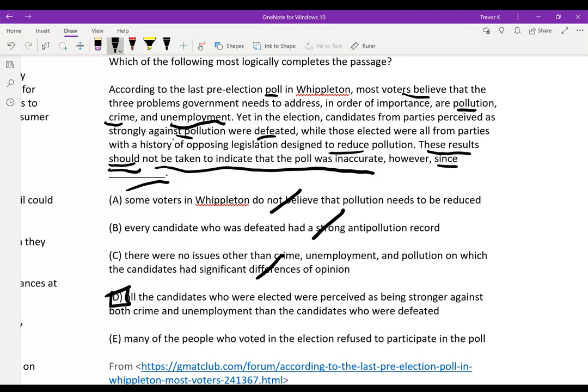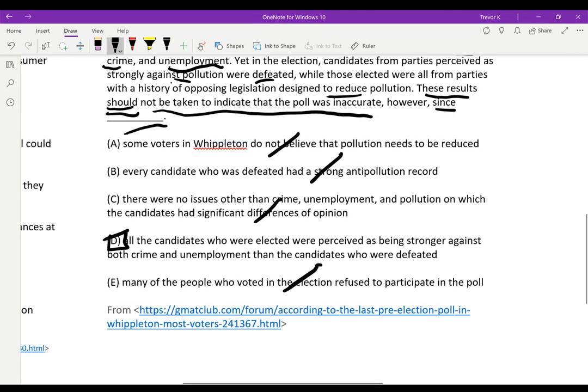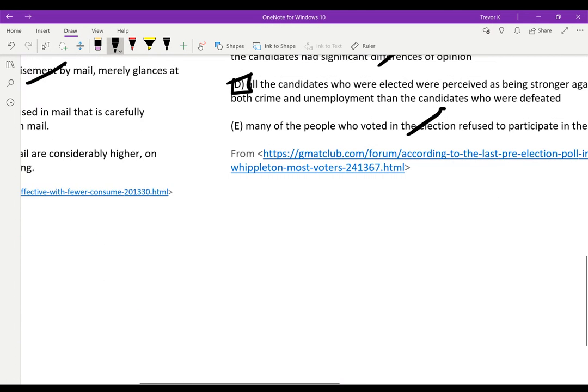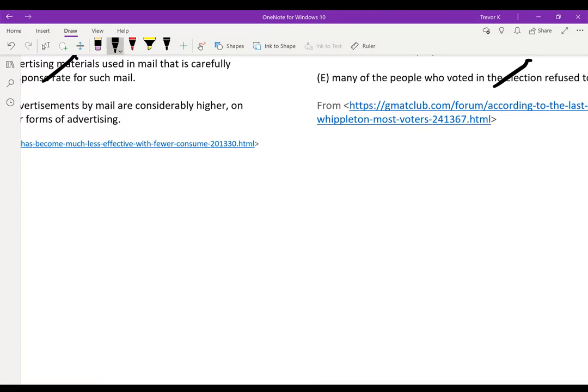And then E, many of the people who voted in the election refused to participate in the poll. No, so if they refuse to participate in the poll, that's still probably a bad poll, right? The poll would be inaccurate. The point of a poll is to figure out what the voters said, right? To figure out what most voters believed. So if most people didn't participate, that's just sort of suggesting that it might not have been a great poll. So no. So the only one that could say the poll was accurate about what most voters believed would be D.